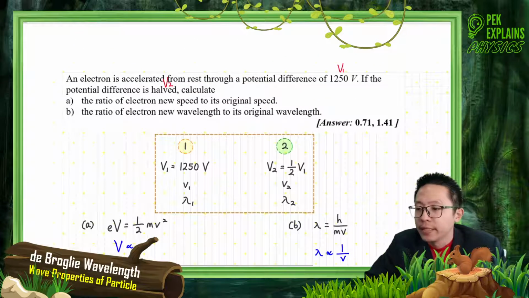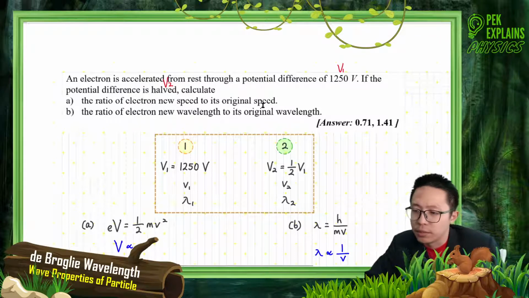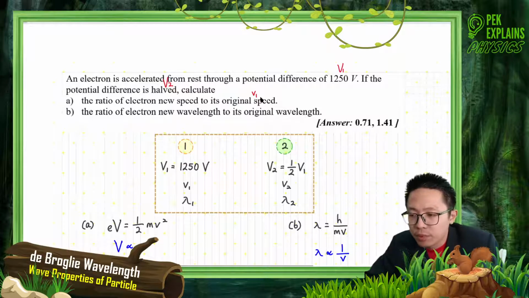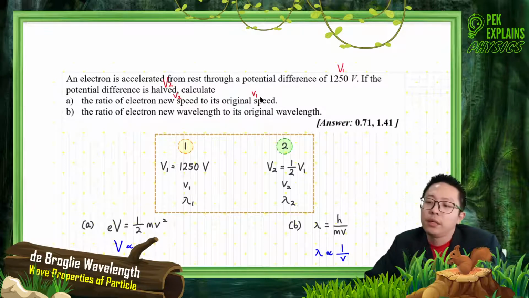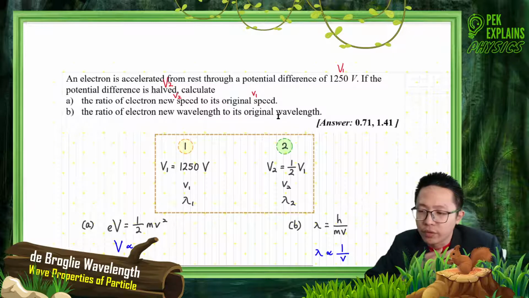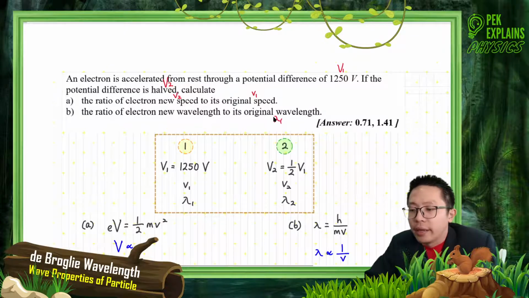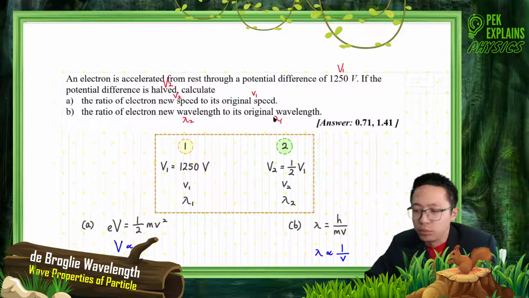Now the ratio of the electron's new speed and original speed. The original speed is the small v. The potential difference is big V, the speed is small v, and then the new speed is v2. We have V1 and V2, and then we also have the original wavelength and the new wavelength. That means we want to find the ratio. The original wavelength is lambda 1 and the new wavelength is lambda 2.